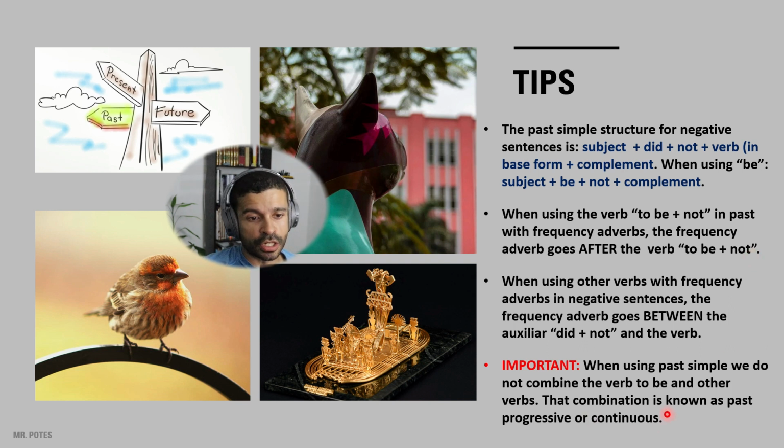That combination is known as past progressive. I mean, which combination? When we combine the verb to be with other verbs in the same sentence, that is no longer past simple. That is called past progressive or past continuous. I actually did a video where I explained how we use the past continuous. If you haven't watched it yet, I'm leaving it in the description too.